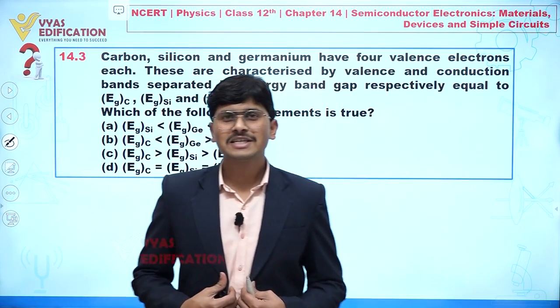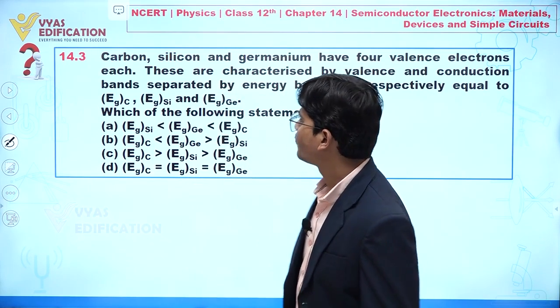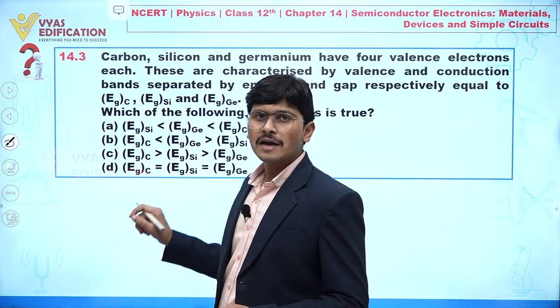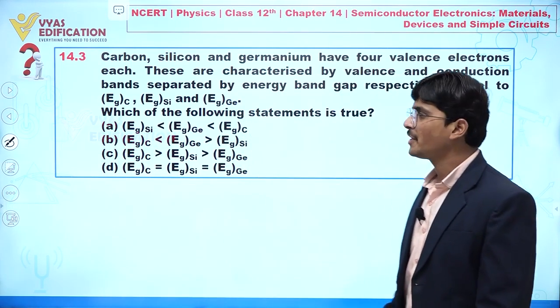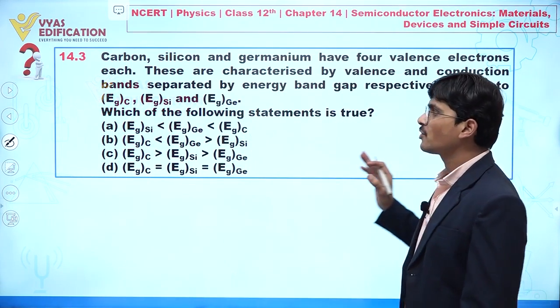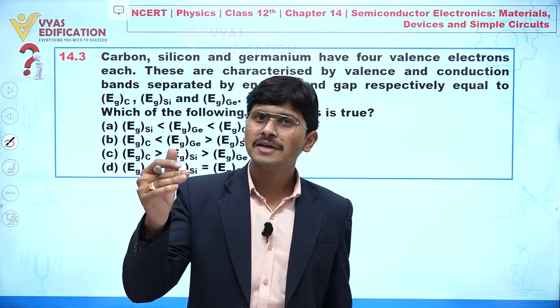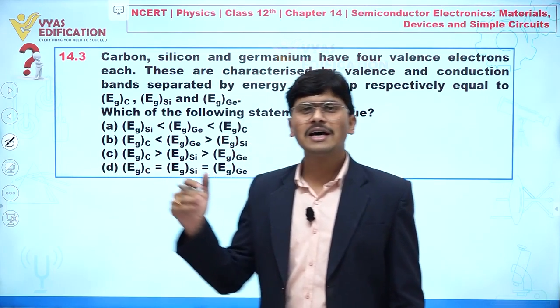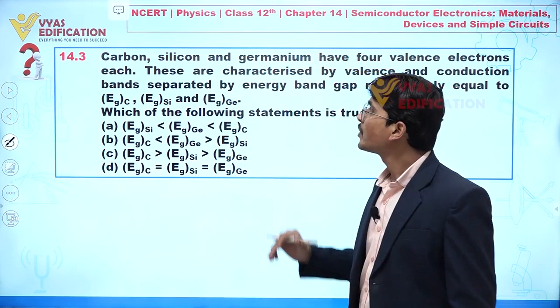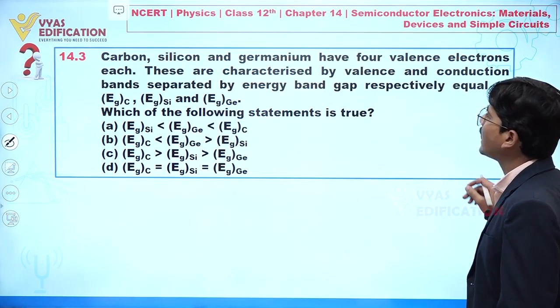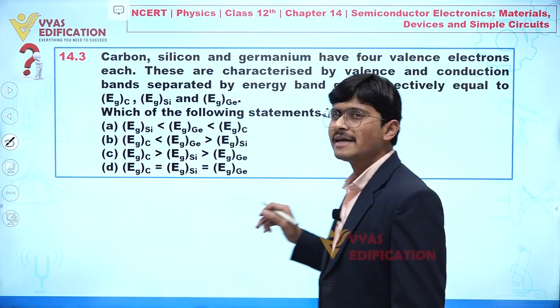Now we are going to discuss question number 14.3. Clear? In 14.3 it is given that carbon, silicon and germanium have 4 valence electrons each. We know these all are related to the carbon family. So carbon, silicon, germanium all have 4 valence electrons. These are characterized by valence and conduction band separated by an energy band.